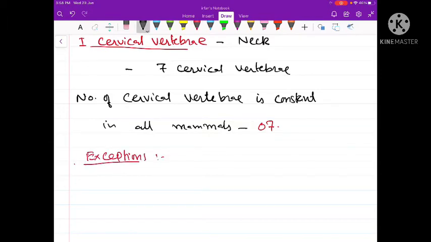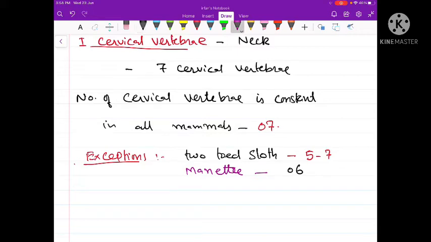Number 1, the sloths. The two-toed sloth, for example, has a number of cervical vertebrae in its neck that ranges from 5 to 7. So there can be even 6 or even 5 vertebrae in its neck. Similarly, another exception is the manatee, also called the sea cow. The number of cervical vertebrae in it is only 6, instead of 7.